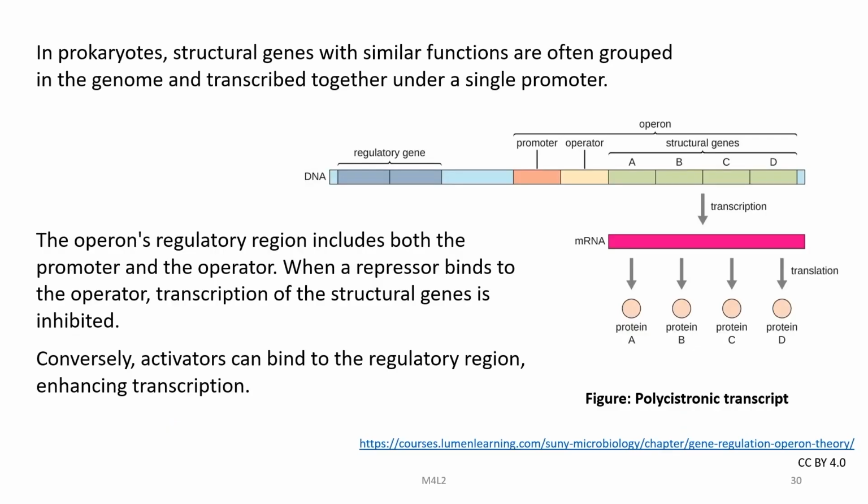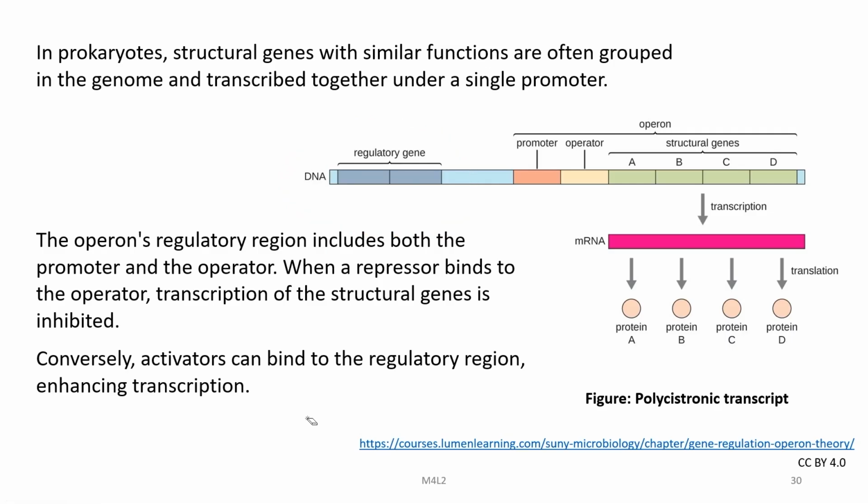So, in prokaryotes, structural genes with similar functions are often grouped in the genome, as we have mentioned several times in this lecture, and also in earlier lectures, and these are transcribed together under a single promoter. Okay. So, these are the structural genes A, B, C, D, for example. Together these constitute an operon: the promoter, operator, and also the structural genes. The operon's regulatory region includes both the promoter and the operator.